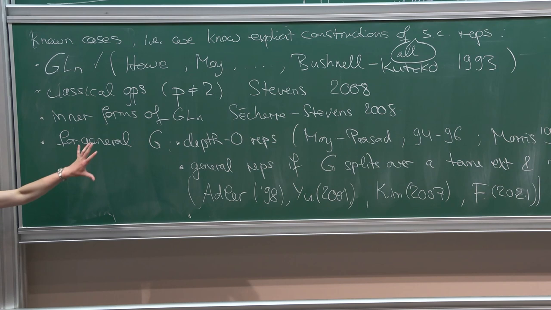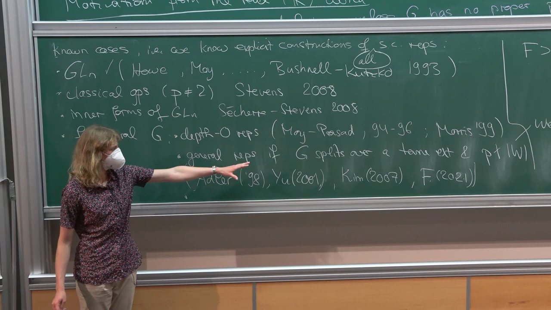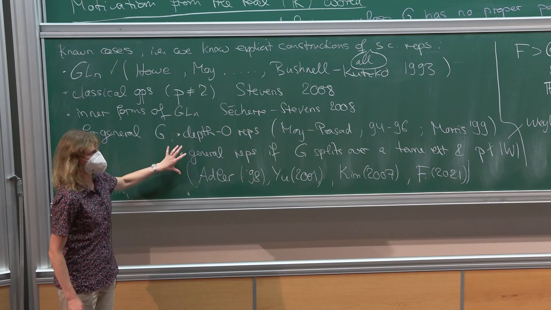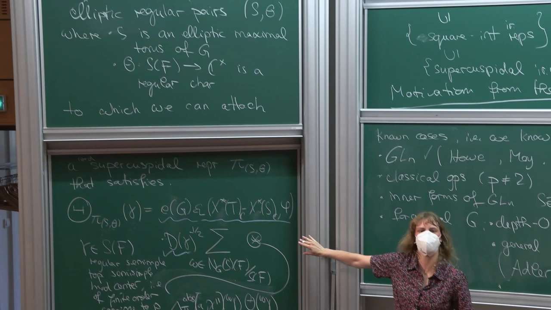So that's the state of the art, that we know how to construct all the supercuspidal representations if we assume that the group splits over a tame extension and p doesn't divide the order of the Weyl group. And as a large subclass of those, there are the regular supercuspidal representations that look the same as the discrete series representations, the nice discrete series representations in the real world.